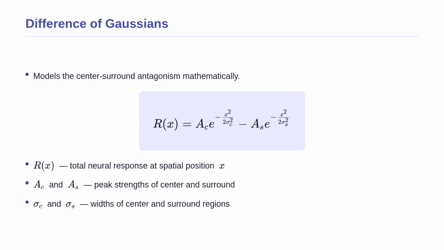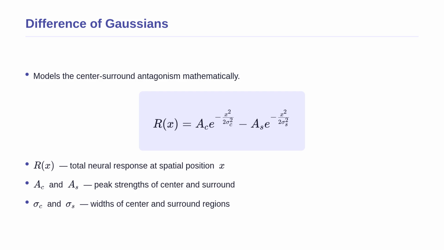Now that we know what a center surround field looks like, let us define it mathematically. Neuroscientists model this antagonism using the difference of Gaussians function. Conceptually, this formula subtracts a wide, shallow inhibitory curve from a narrow, tall excitatory curve. The formula calculates R of x, which is the total neural response at a specific spatial position x.